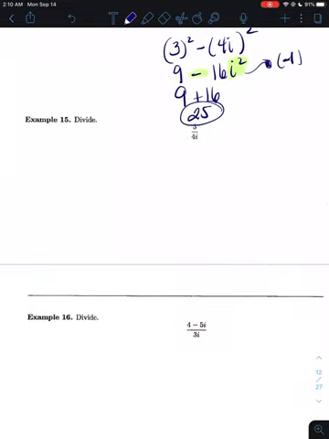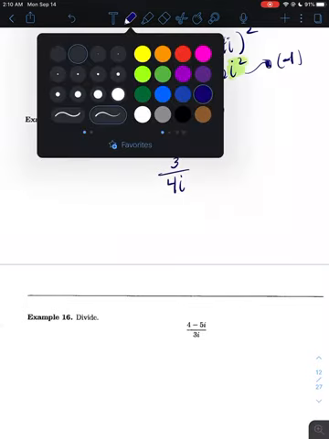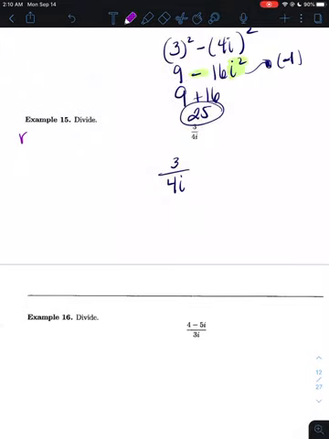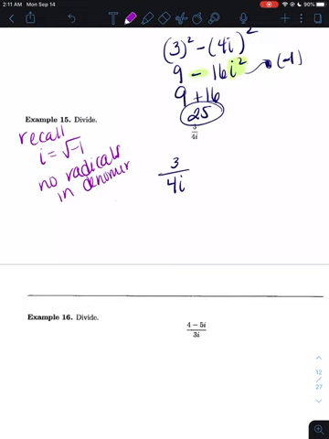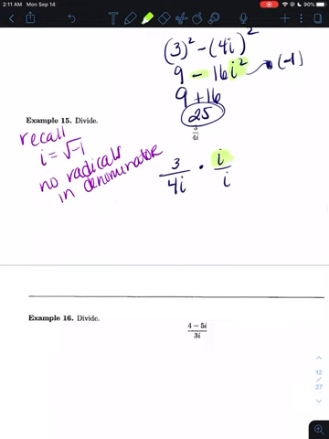All right, when it comes down to problems like example 15, 3 over 4i, you cannot have an i in the denominator. So remember, recall, i is the square root of negative 1. So no radicals are allowed in the denominator. So to get rid of it, you multiply the top and the bottom by just i. So I'm going to multiply the top of the fraction by i and the bottom of the fraction by i.